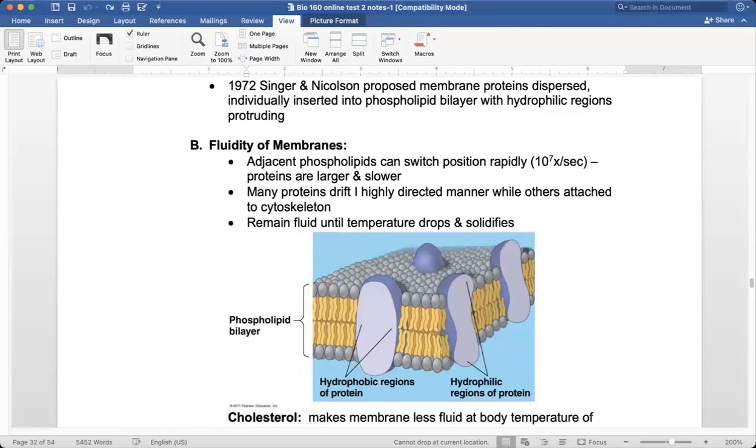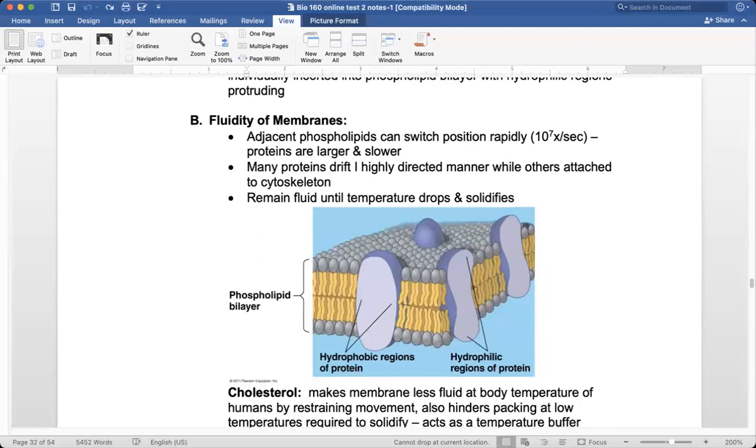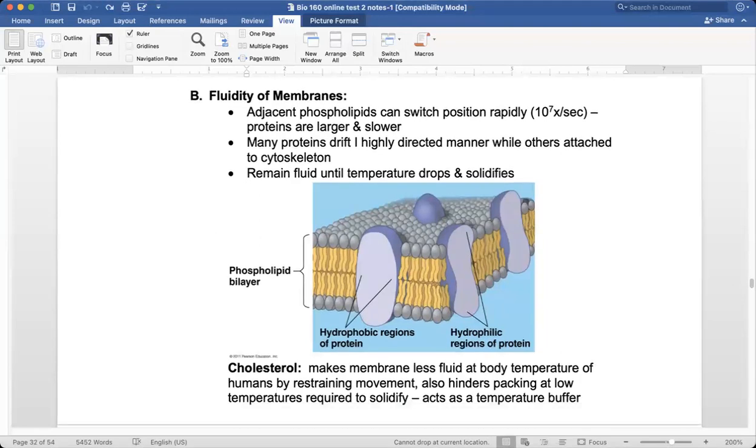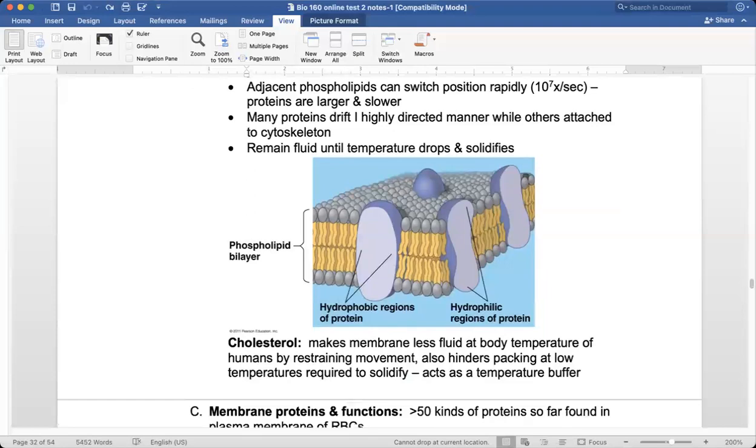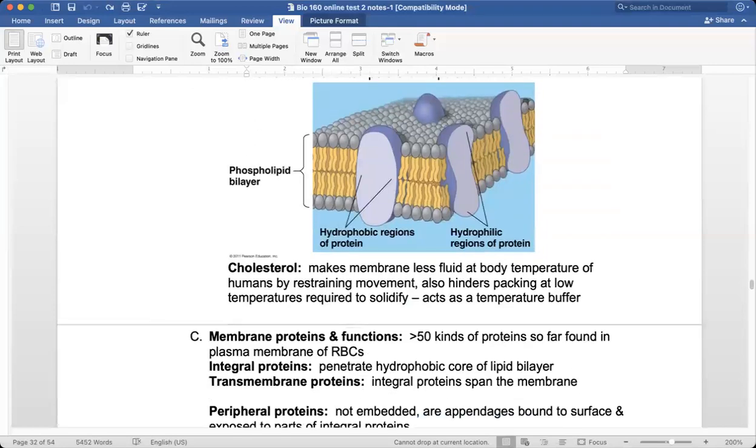One of the reasons that we do have to live at certain temperatures is that if it gets too cold, the membrane is going to start to solidify too much. If it's too warm, the membrane will liquefy too much. Cholesterol acts as a bit of a buffer in there. It restrains movement so it doesn't get too liquid, and it keeps the membrane from packing too tightly when it's cold, so that we don't have to live at quite such a narrow temperature range, but there is still a definite temperature range in there.